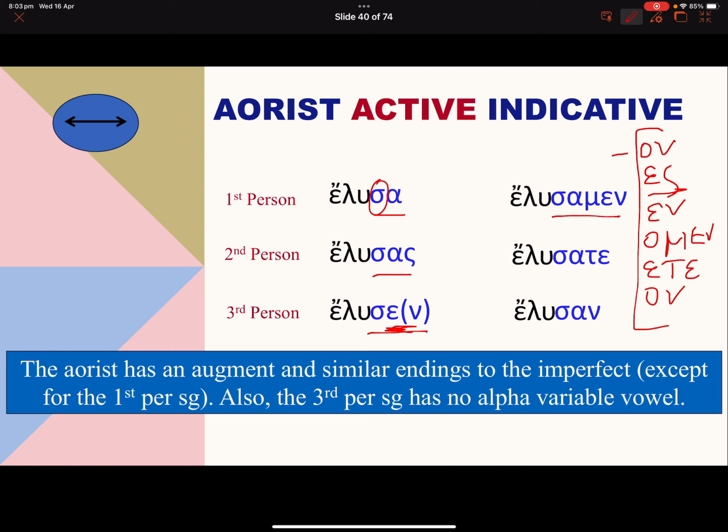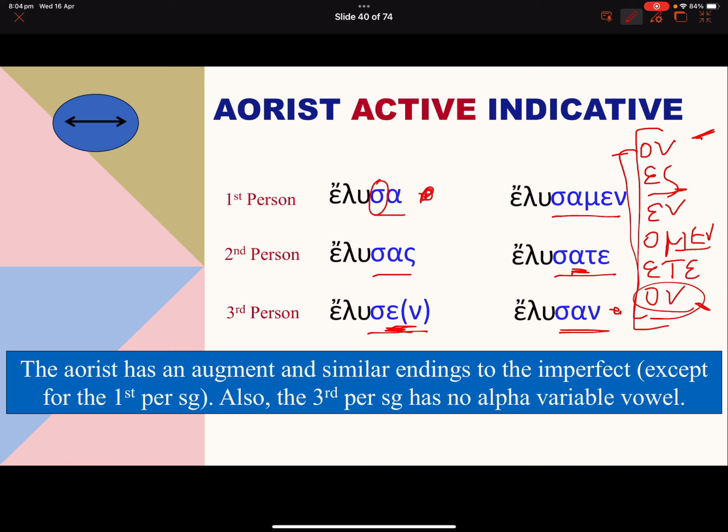Samen is the same as the men. Sate, because of that alpha, our ete moves to an alpha. And then the last one there retains something that's a bit more similar to what we saw in the imperfect, san. So unlike the imperfect, where we weren't able to tell the difference between the first person singular and the third person plural, with the aorist we actually can, because we've got a distinction. The first person singular doesn't have the nu on the end, whereas the third person plural does. So that's actually quite helpful in the aorist.